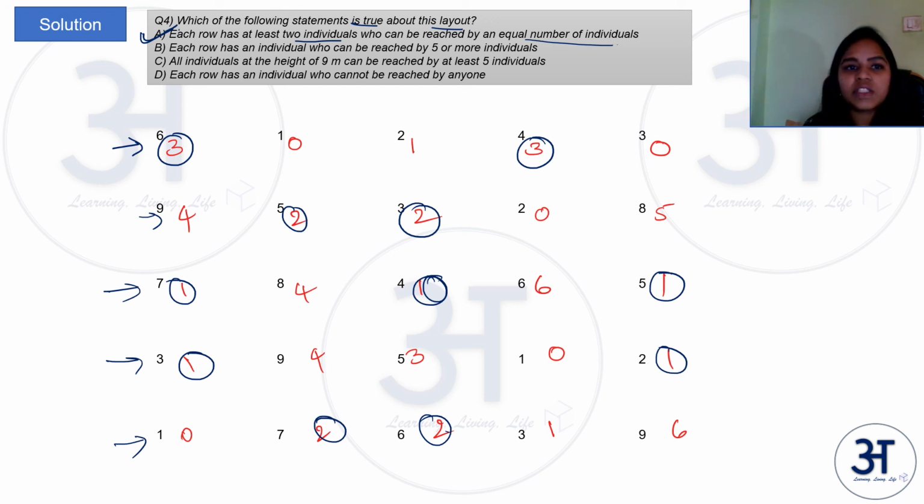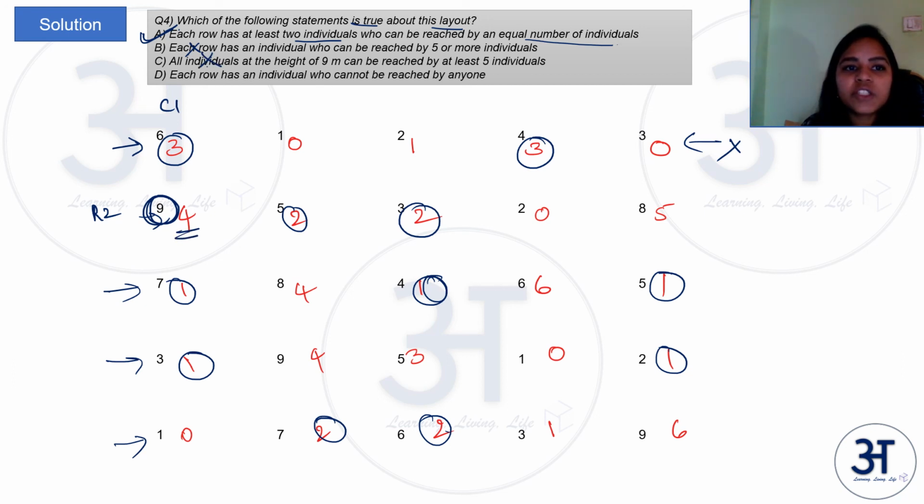For the sake of completion, let us look at these also. 5 or more individuals in each row. So clearly row 1 doesn't have any such individual. So this is not the answer. Coming to option C, all individuals at the height of 9 meters can be reached by at least 5 individuals. So at the height of 9 meters, if you see row 2, column 1, it can be reached only by 4 individuals. So C is also not the answer.